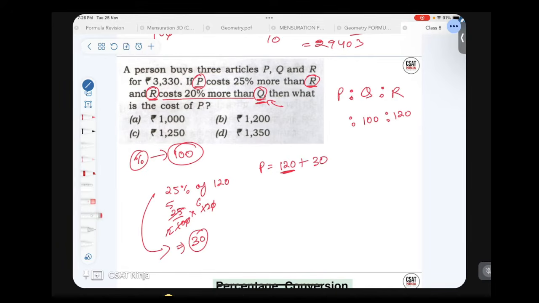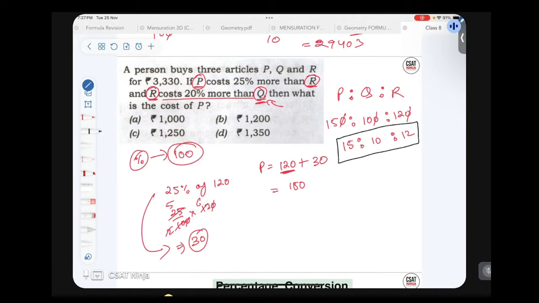I'll just repeat again. P is 25% more than R. R's value was 120, so from this one there is 25% more. This is 25%. So P value will be how much? P value will be 150. So I'll solve it from a ratio and proportion perspective, since we have done ratio and proportion. If I reduce these 0s, I can cancel. So the ratio of P to Q to R is 15 is to 10 is to 12.